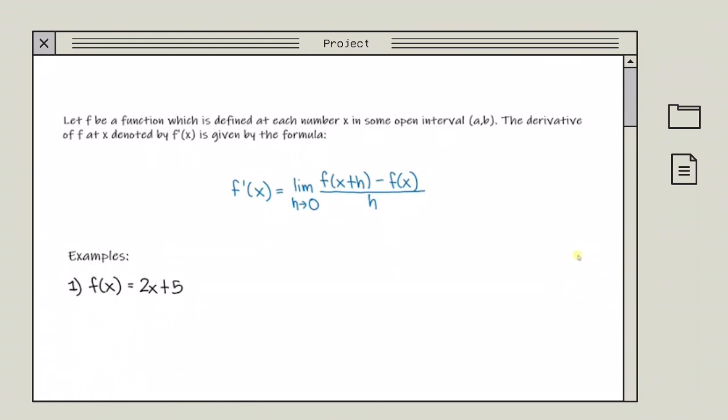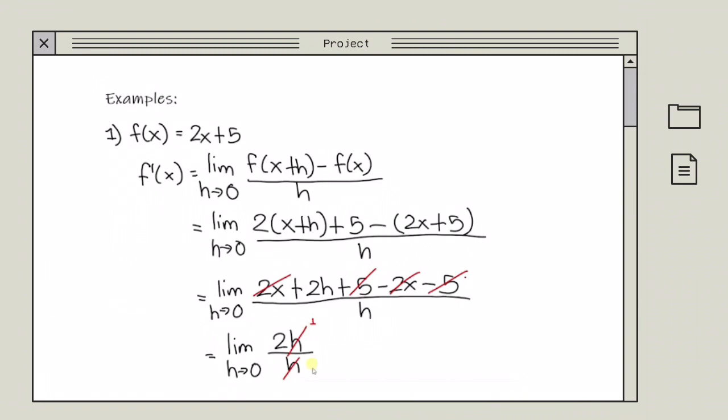Ang medyo kailangan lang natin i-solve using this formula is this f of x plus h. Ibig sabihin, kukuhanin natin itong x plus h as our input, lahat ng value ng x, papalitan natin ng x plus h. Then we simplify. We solve for the value nung ating limit para makuha natin yung derivative of our given function, which is also a function.